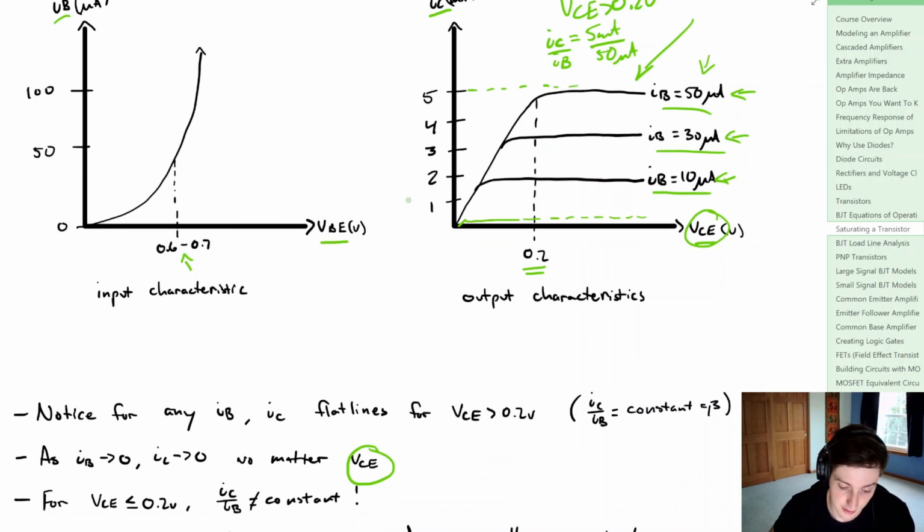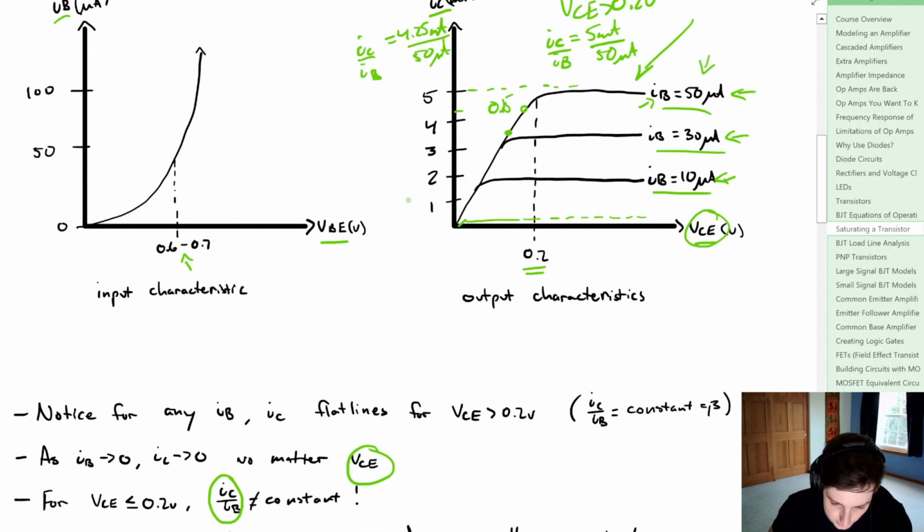Now for VCE less than or equal to 0.2 volts, what we get is that the collector current divided by the base current is no longer a constant. So if we consider, again, this 50 microamp base current, if we consider VCE being equal to, call it 0.15 volts, we get, call it IC, is equal to 4.25 milliamps, and then IB, that's going to be equal to 50 microamps. Now if we take this case, call this 0.1 volts, we get something like IC being equal to 3.5 milliamps, and IB being equal again to 50 microamps.